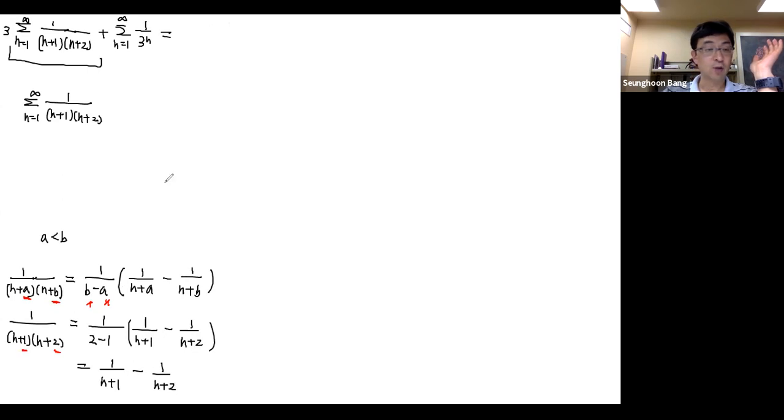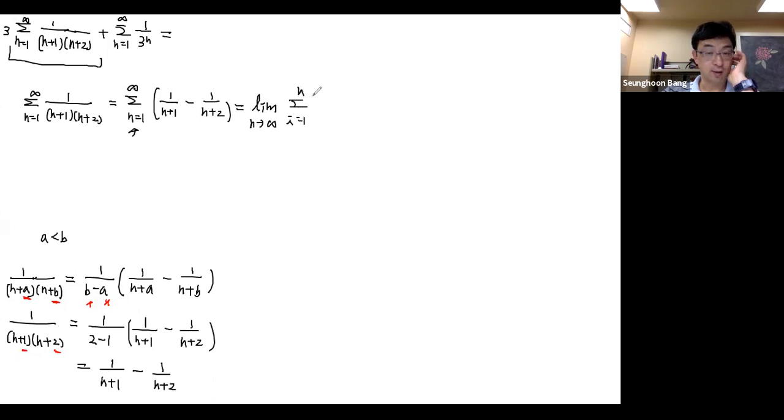So we can replace this. It is the same as the summation from n equals 1 to infinity of 1 over (n plus 1) minus 1 over (n plus 2). You can change it to a partial sum: take the limit as n approaches positive infinity of the summation from i equals 1 to n, replacing the index by i: 1 over (i plus 1) minus 1 over (i plus 2). Next, you have to expand.